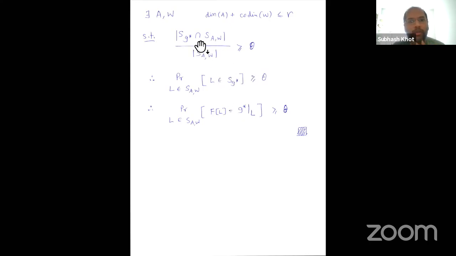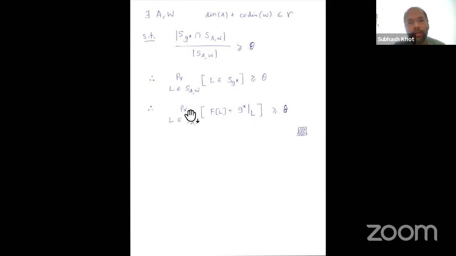We are basically done, right? What we are really looking for is just writing in different notation. So you are measuring density only inside this set, right? So you only want to take the probability over the choice of a space L which is in this set S sub AW, and then it should be in S sub G star. That L should be in S sub G star is the same as saying that the G star is consistent with the table F on the space L, right?